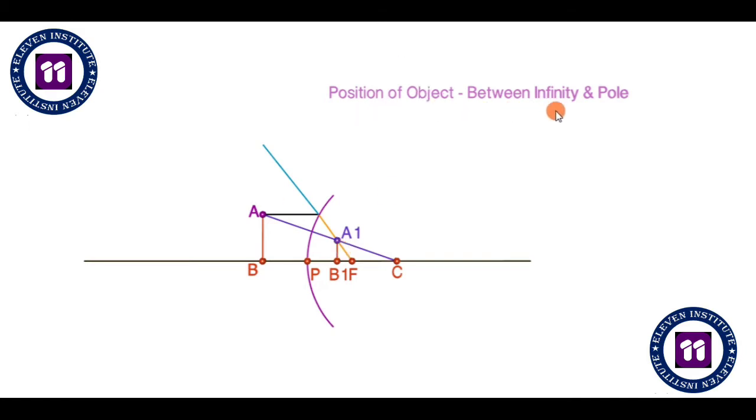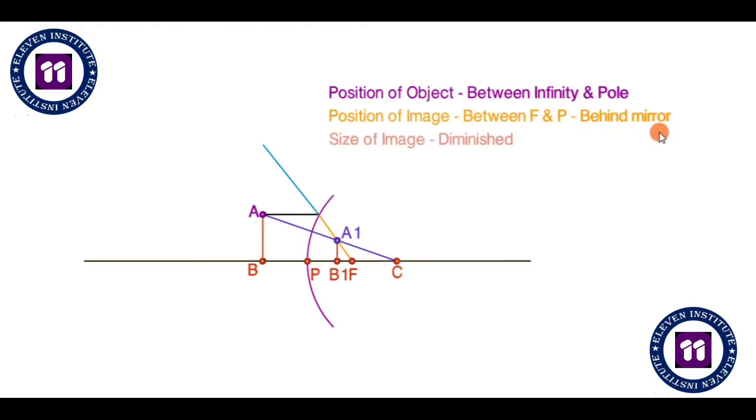Position of the object: between infinity and pole. This is infinity, this is pole. That is our position of the object. Position of the image: where is the image? The image is between the pole and the focal point behind the mirror. See, this word 'behind the mirror' is compulsory. Behind the mirror. Size of the image: diminished. We have already studied this. You will always get a smaller image than your object, and the nature of the image is definitely virtual and erect.